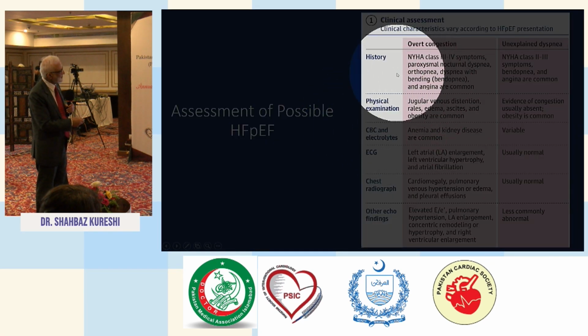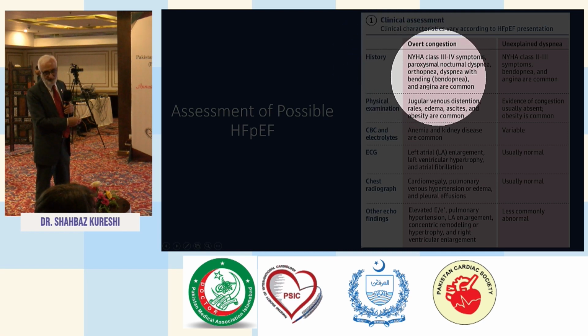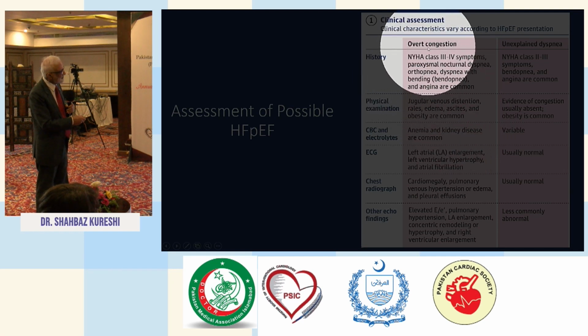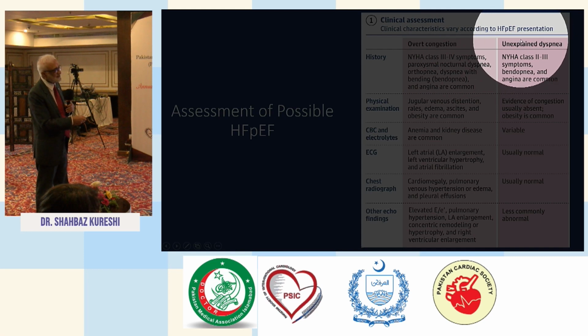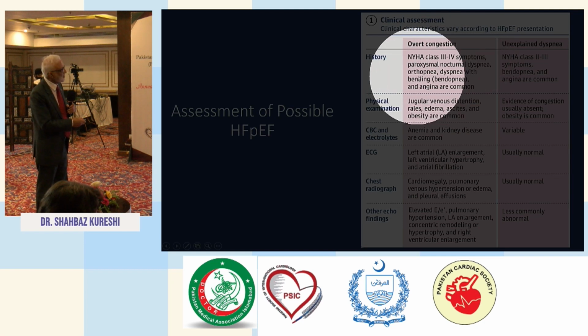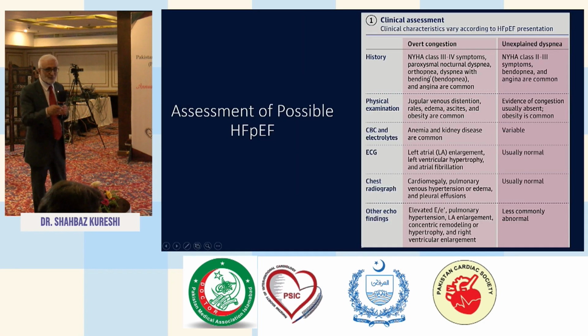Earlier on, as Brigadier Asif talked about, when we do a clinical assessment, we need to look at the history of these patients. And then the NYHA cluster: you can either have an overt congestion or unexplained dyspnea in your patients. In overt congestion, you will have patients with a history of NYHA 3 or 4 symptoms, paroxysmal nocturnal dyspnea, orthopnea, dyspnea when you are bending. This is also important, which is bendopnea. So this can be a symptom for patients with heart failure with preserved ejection fraction.